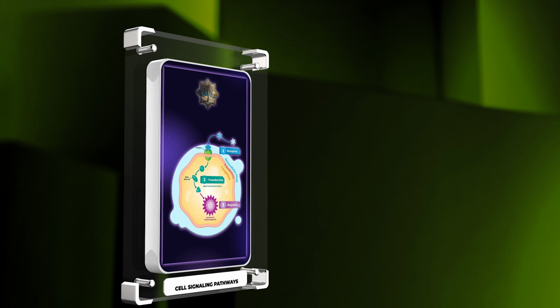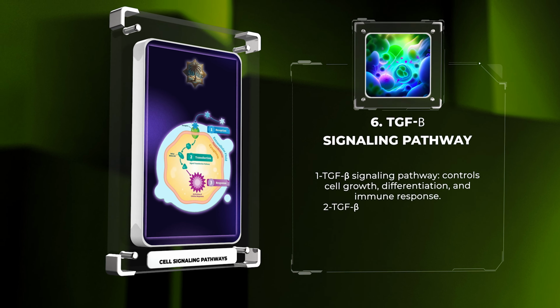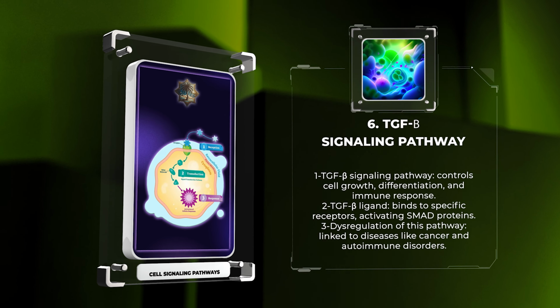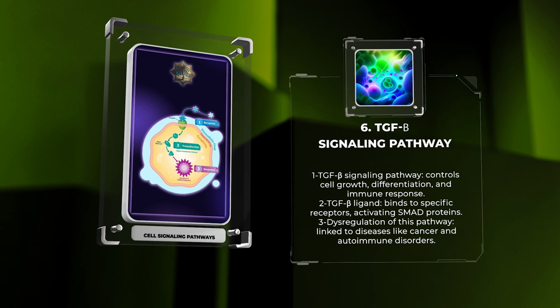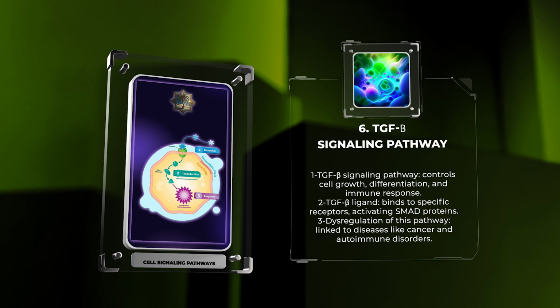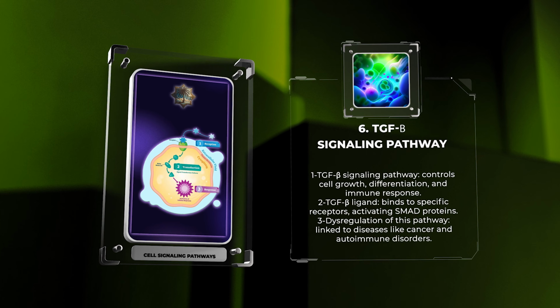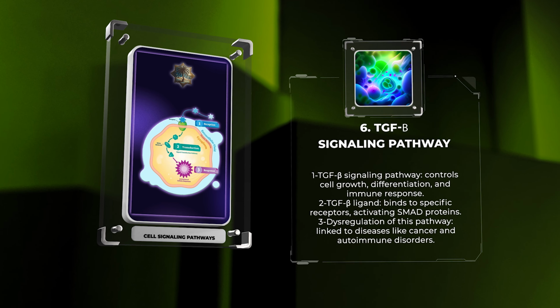The TGF-β signaling pathway is crucial for controlling cell growth, differentiation, and immune response. TGF-β ligand binds to specific receptors, activating SMAD proteins that regulate gene expression. Dysregulation of this pathway is linked to diseases like cancer and autoimmune disorders.